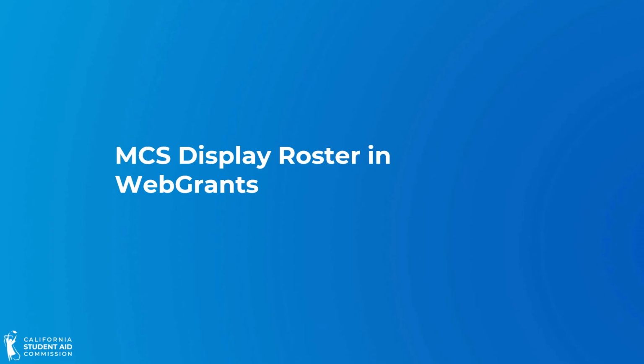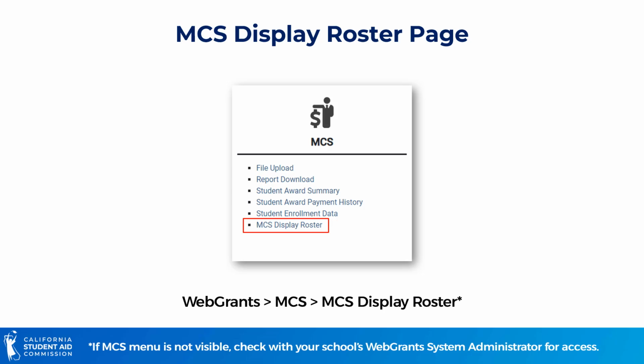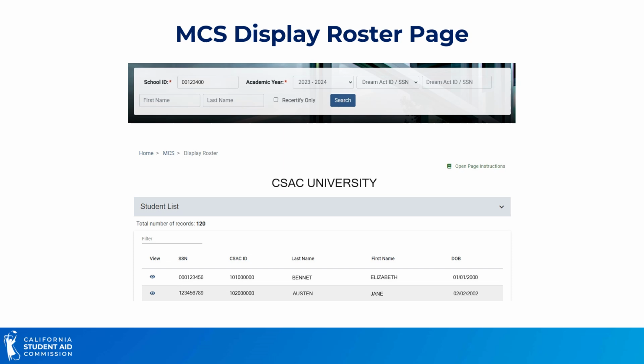Next up, let's look at the MCS Display Roster in WebGrants. To find your school's MCS Display Roster, log into WebGrants for Institutions and find the link under the MCS banner. If the MCS menu is not visible, check with your school's WebGrants System Administrator for access. Following the MCS Display Roster link will bring you to the Roster Search page.